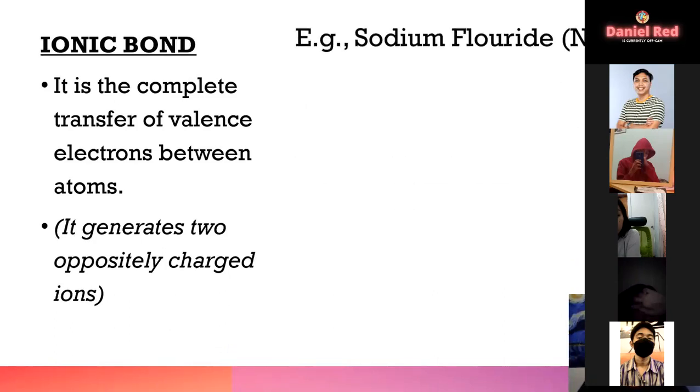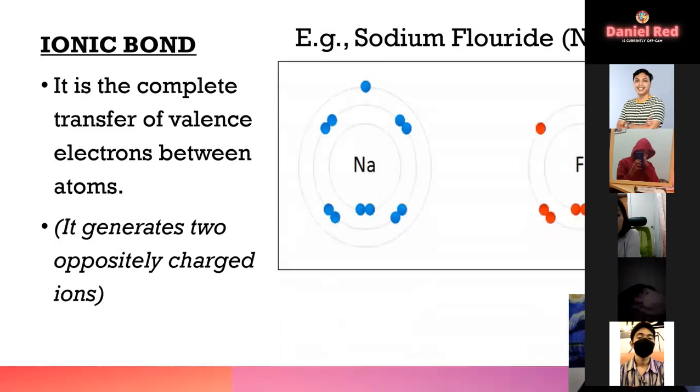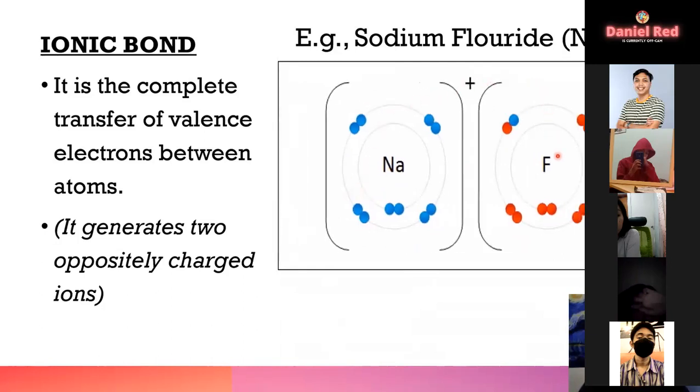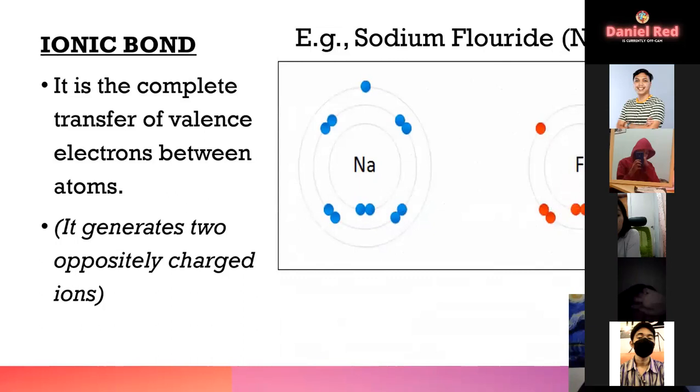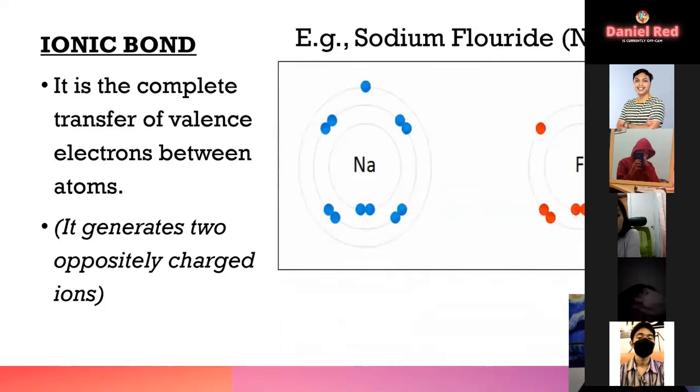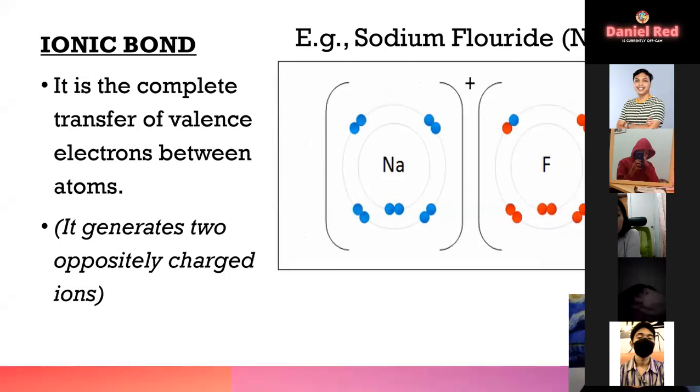So for example, we have sodium fluoride or NaF. If you have an illustration of this ionic bonding, it will look like this one. So the sodium ion transferred one of its electrons to fluorine for it to satisfy the octet rule, as you can see in the illustration. Now, both of them are on the octet rule upon the transfer of the electron from sodium to fluorine.